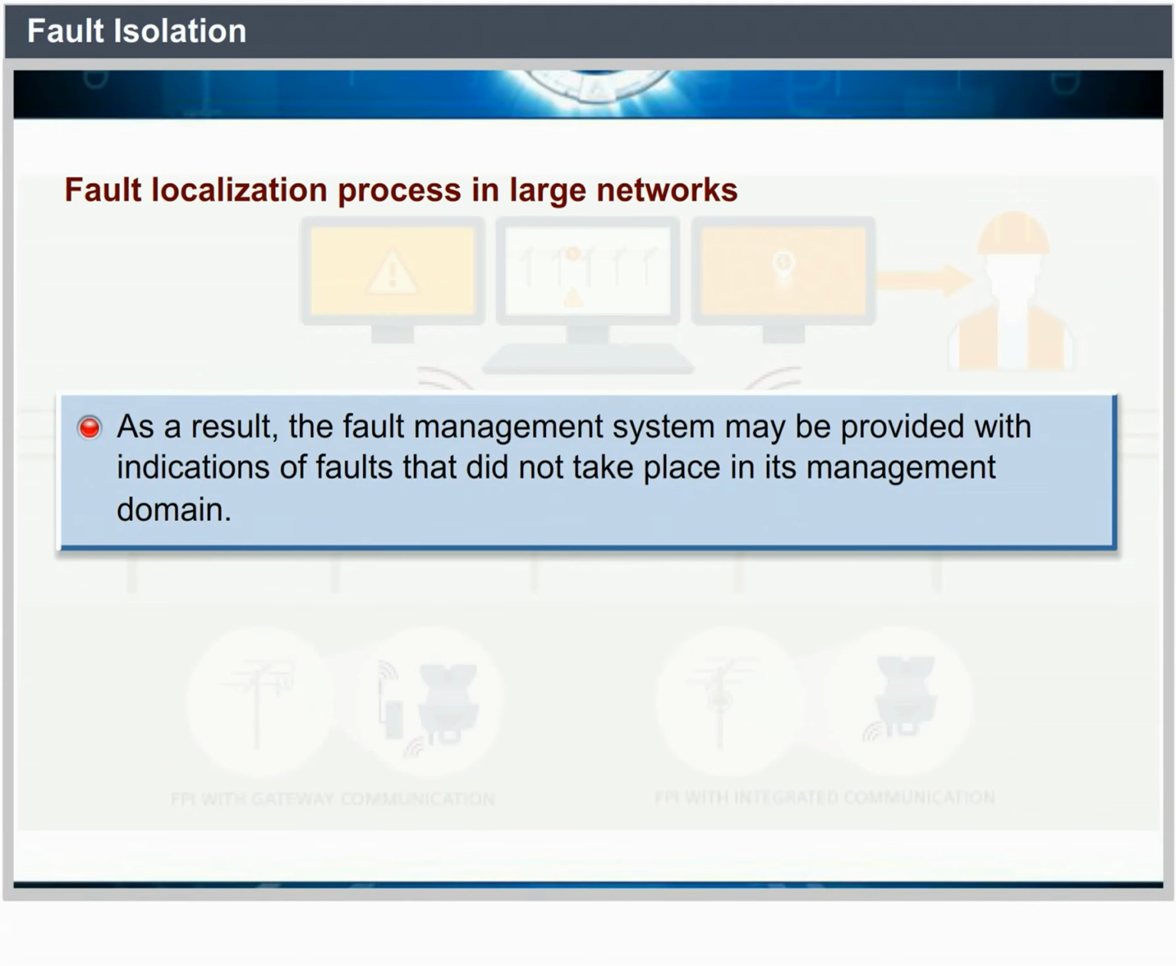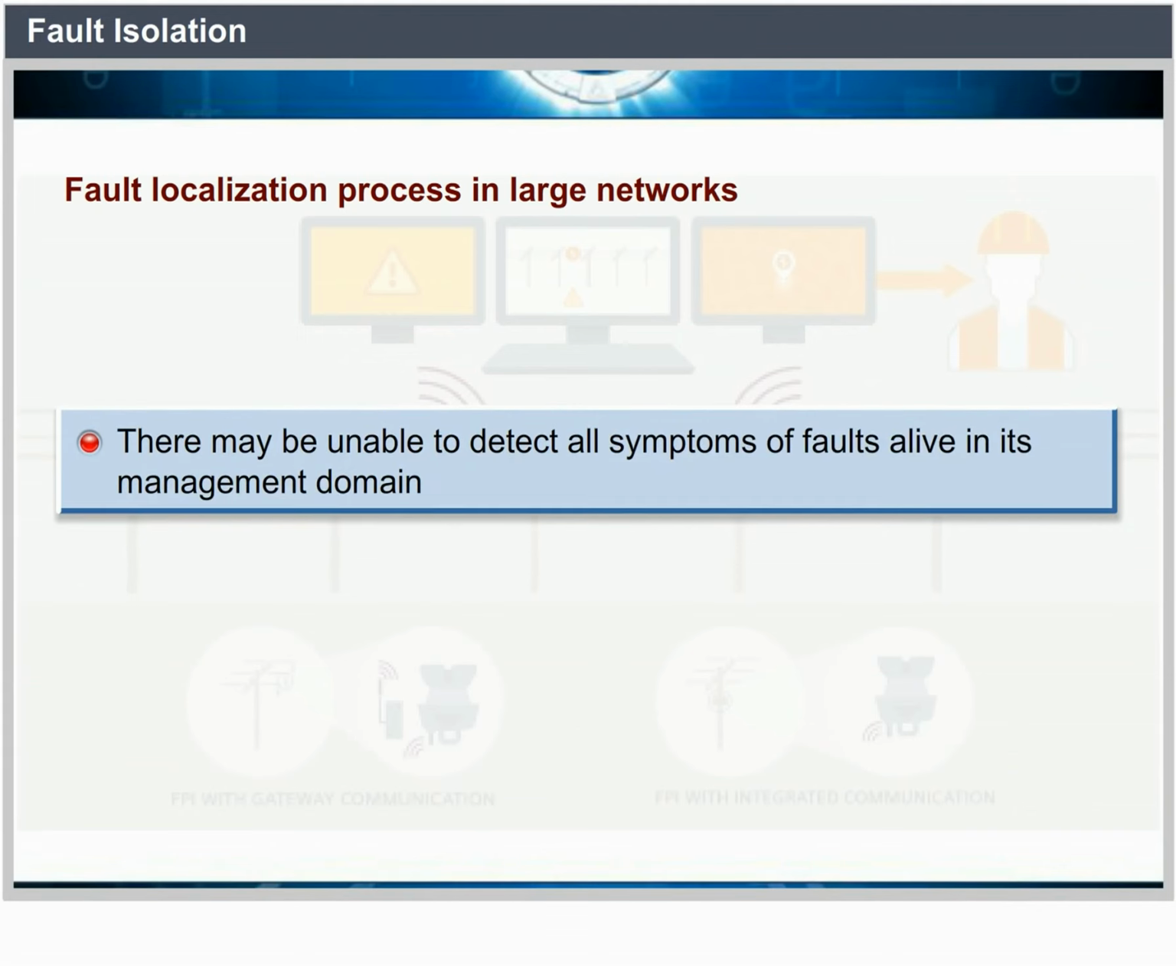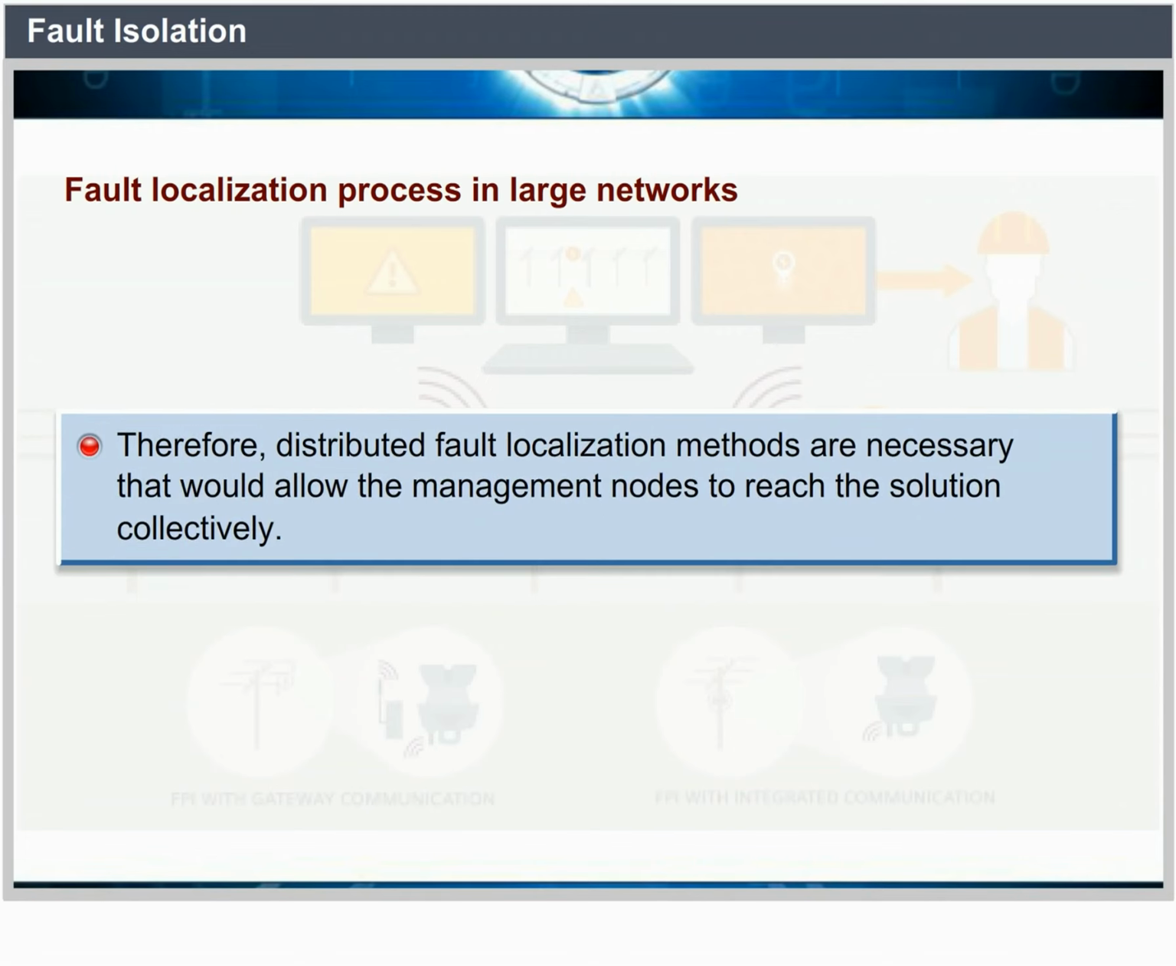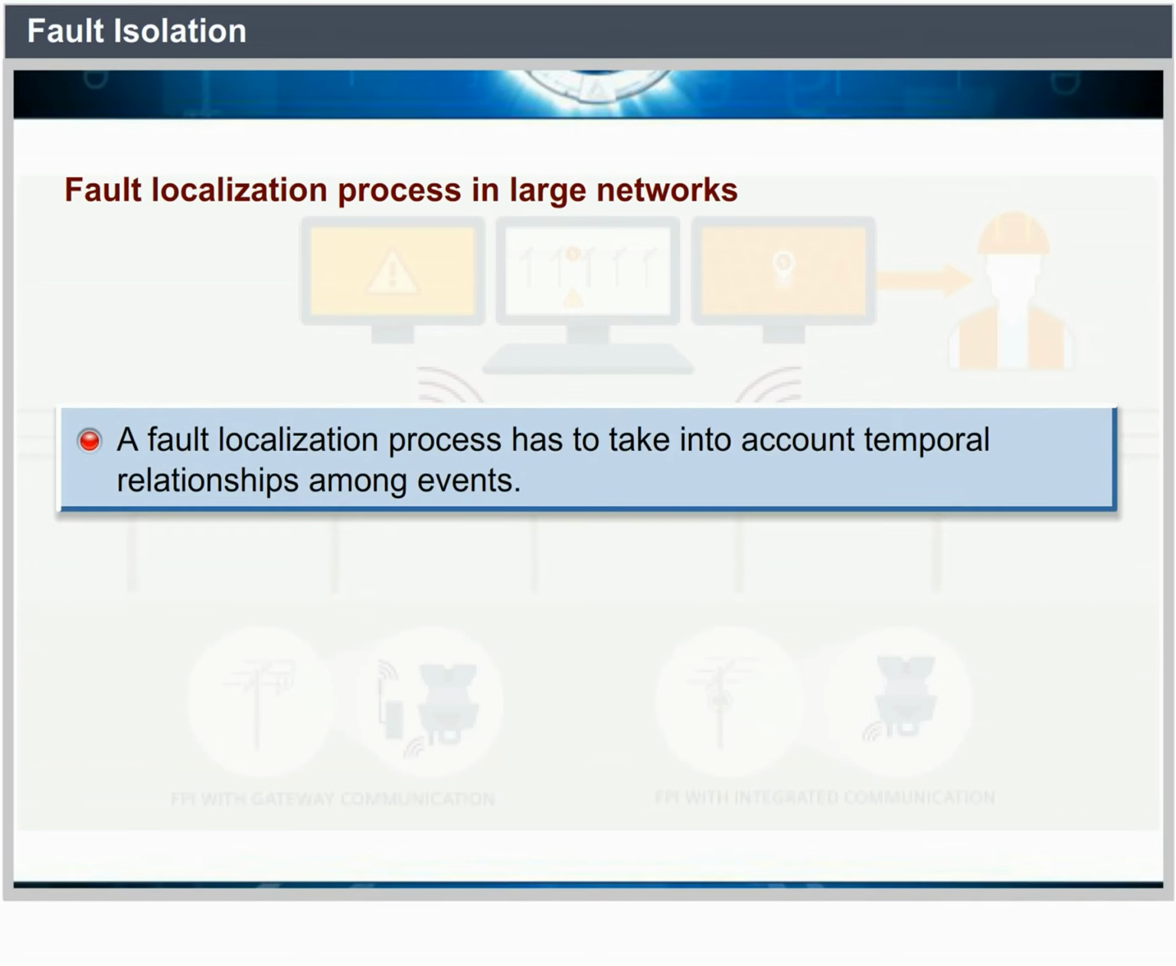They may be unable to detect all symptoms of faults existing in its management domain. Therefore, distributed fault localization schemes are necessary that would allow the management nodes to reach the solution collectively. A fault localization process has to take into account temporal relationships among events.